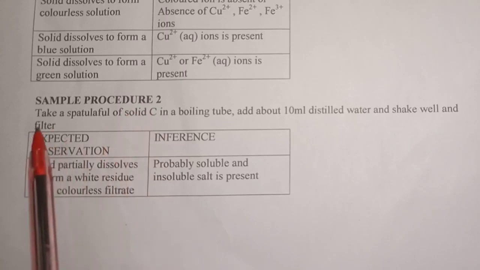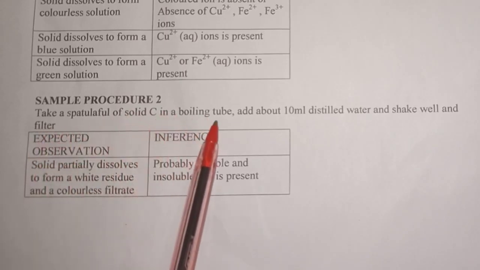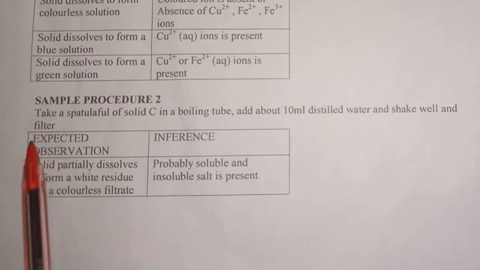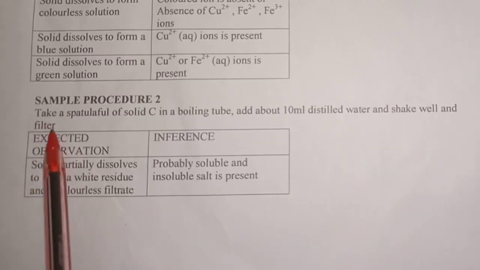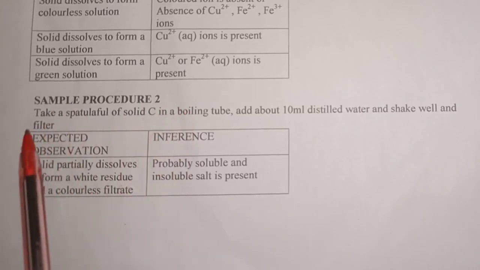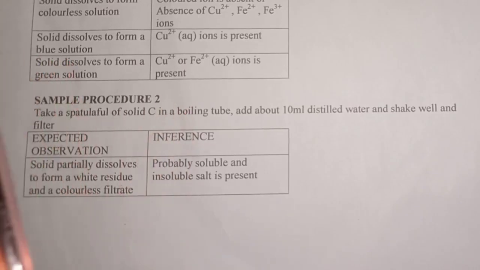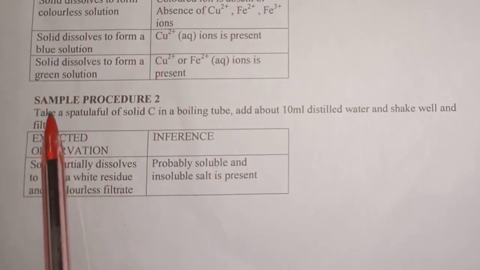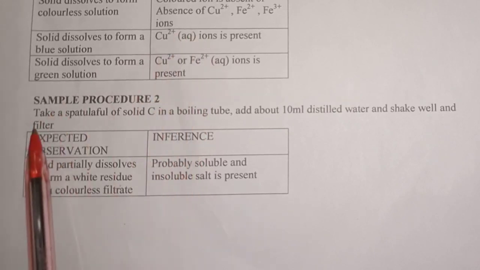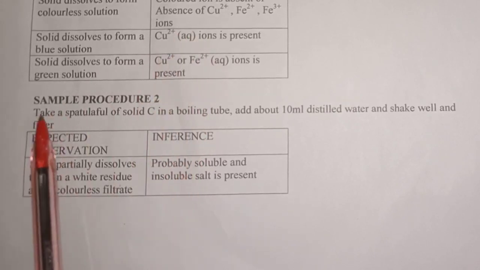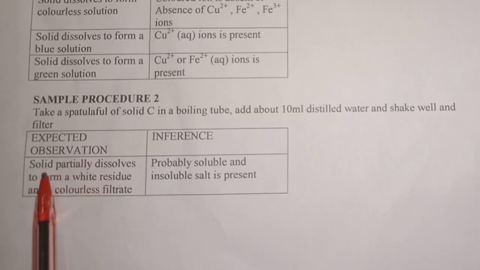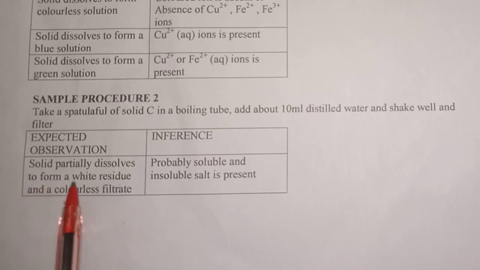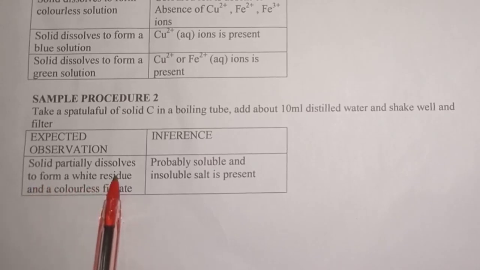Now, sample procedure 2: you take a spatula full of solid C in a boiling tube and you add about 10 ml distilled water, shake well, and you filter it. Now, once you are told to filter, it means that the salt is made up of two salts. One is soluble and the other one is insoluble. So the insoluble is going to form a residue while the soluble is going to form a filtrate. Now the expected observation here is solid partially dissolves in distilled water to form a white residue. That's if you see a white residue.